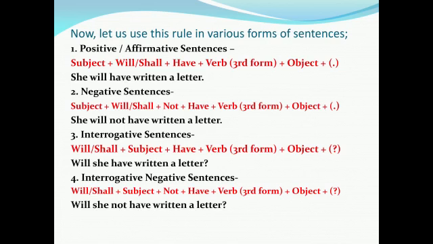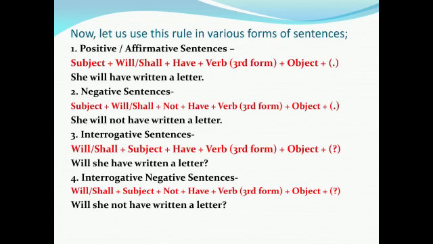Now in negative sentence it will be she will not have written a letter by 2 o'clock. That means the rule is subject plus will, shall plus not plus have plus verb, that is V3. Whenever I say verb in perfect tense, it is V3 plus object. Interrogative will be, again, the helping verb will come in the beginning. Will she have written a letter?